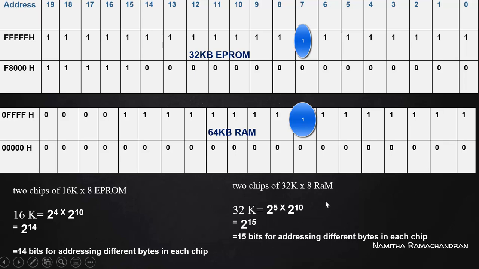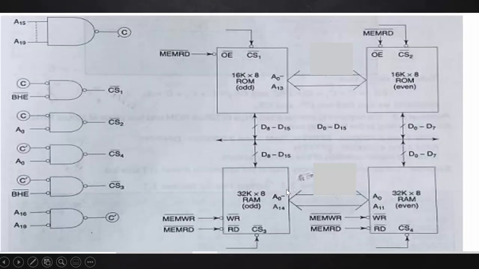For this RAM space, one chip size is 32K by 8. For addressing each and every byte of this 32K, how many bits are required? 32K means 2 raised to 5 into 2 raised to 10, that is 2 raised to 15. So 15 different bits are needed for addressing each and every byte of a single RAM chip. Based on this information, we can design the memory interfacing circuit for our given situation.